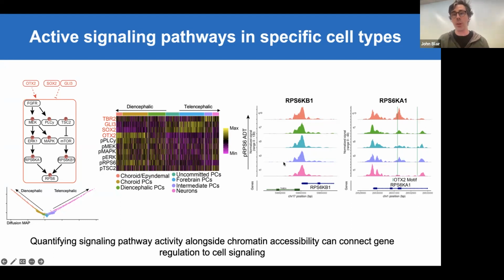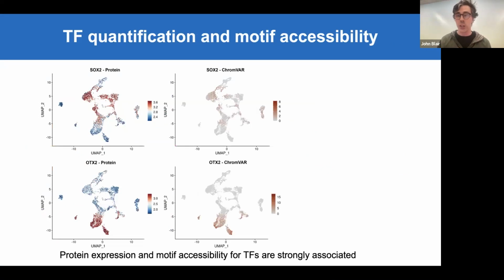And what we found was that for RPS6KB1, the open chromatin didn't really change, while for RPS6KA1, there was more chromatin accessibility as the phospho-ribosomal protein S6 signal went up. So this strongly indicates that in this lineage, the differences in phospho-RPS6 signal are being caused by the MAP kinase ERK pathway. So this is just one specific example of how quantifying signaling pathway activity alongside chromatin accessibility can connect gene regulation to cell signaling.